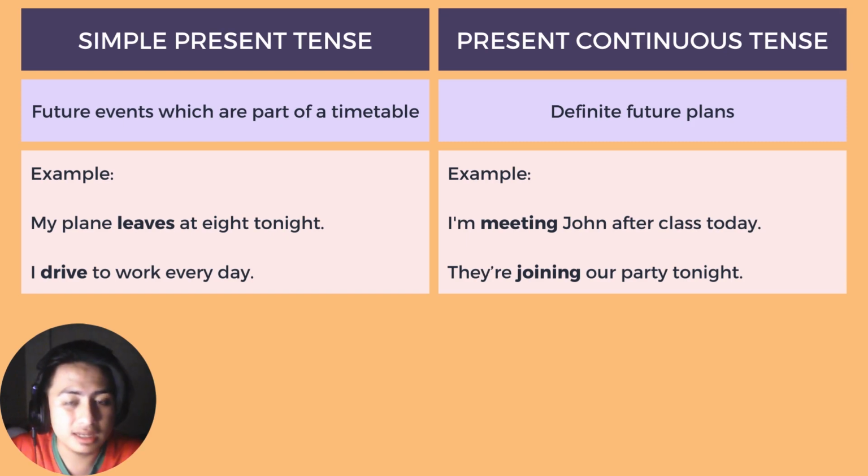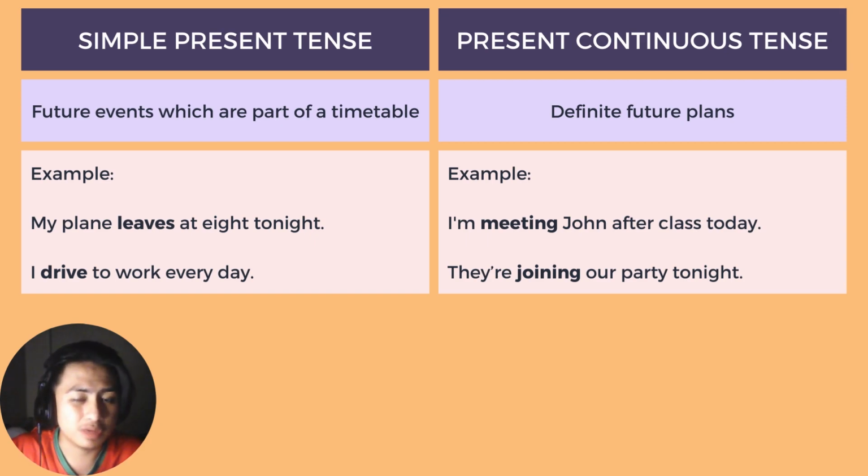The next example is I drive to work every day. Work every day indicates that I have a timetable going on in my life, which is I'm going to work every day. So I drive to work every day indicates that I have a routine that I go to work every day. So which means it is suitable for us to use simple present tense to describe it. I drive to work every day.